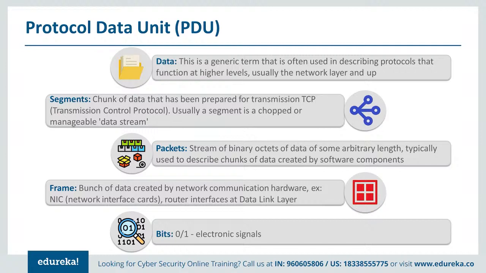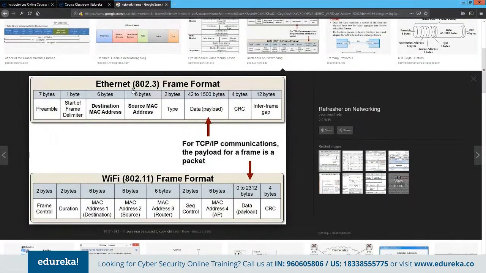The second one is frames. A frame is on layer 2, the data link layer. It's a bunch of data created by network communication hardware, such as the NIC card or router interface, which creates a set of information. This is how a frame looks. It's the 802.3 frame format, or the 802.11 frame format. The frame format will have the destination MAC address to where the information has to go, and also the sender, the MAC address of the router, the access point's MAC address, and this is where the payload comes in.